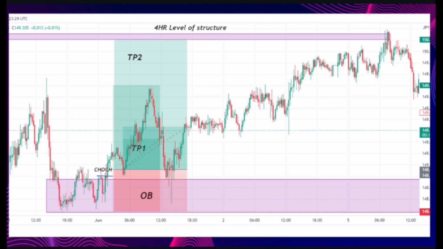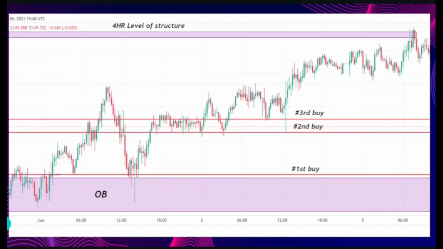We can also trail our profits, meaning every time the market makes a higher low, we can reposition our stop loss a couple pips below the lowest candle. But that's not all. We can further look for entries as the market continues to go to the upside. Every time the market makes an order block, we could place a new order.